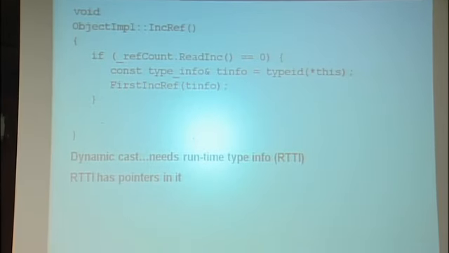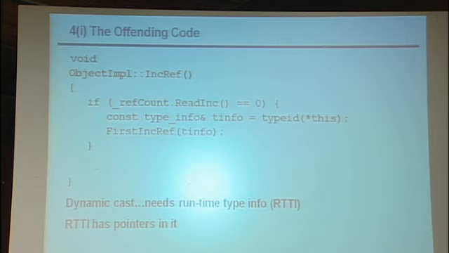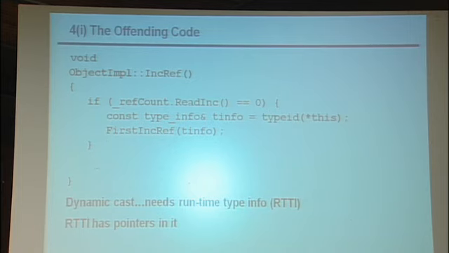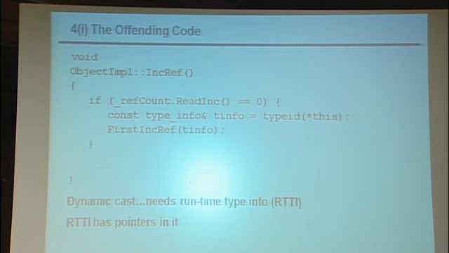So let's figure out what's going on by looking at a simple example, which would be incref. So it turns out if you're looking at this code, the dreadful line is the fact that we're doing const type_info reference tinfo equals typeid of this. Basically, you have to call RTTI typeid to get this kind of information. And in order to do that, you need some runtime type information. This runtime type information has some pointers associated with it.